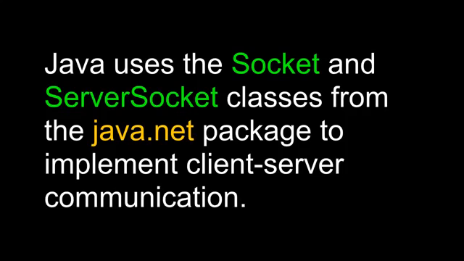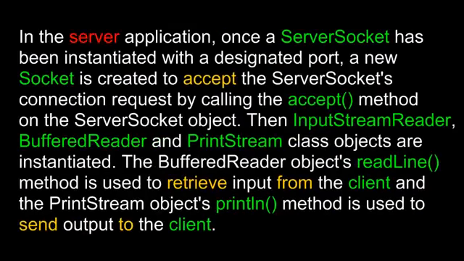Java uses the Socket and ServerSocket classes from the java.net package to implement client-server communication. In the server application, once a server socket has been instantiated with the designated port, a new socket is created to accept the server socket's connection request by calling the accept method on the server socket object. Then, InputStreamReader, BufferedReader, and PrintStream class objects are instantiated. The BufferedReader object's readLine method is used to retrieve input from the client, and the PrintStream object's println method is used to send output to the client.